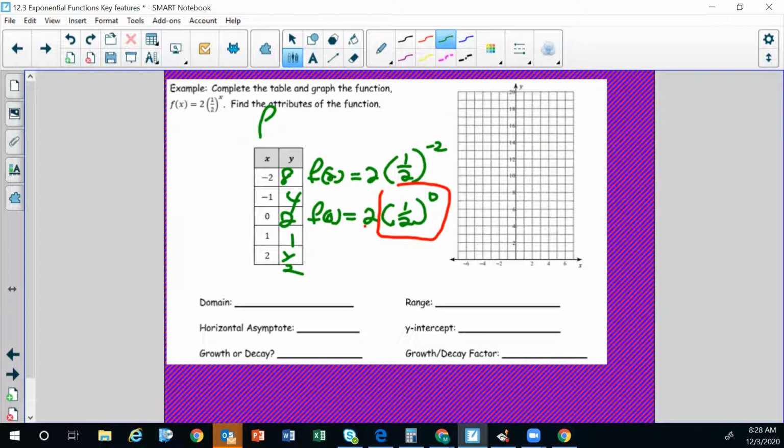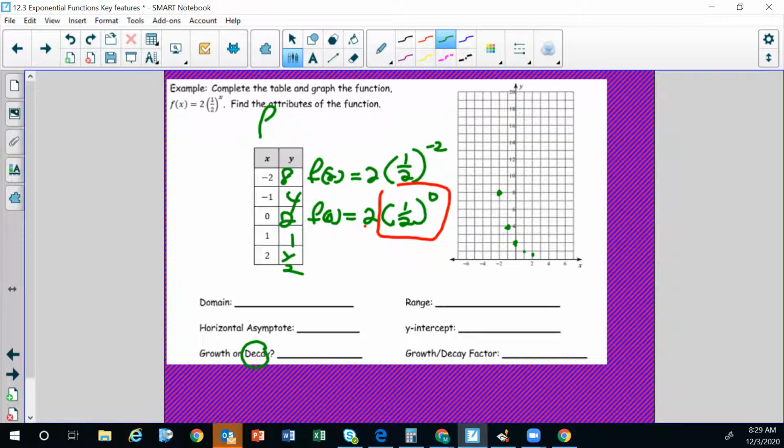Now, if you look at this, my y values are decreasing. See that? 8, 4, 2. So what kind of function do I have? Growth or decay? Decay. So we know right off the bat that this is decay because my y values are decreasing. Now, let's plot this. -2, 8 is going to be right here. -1, 4 is right there. 0, 2 is right there. And 1, 1 is right there. And 2, 1/2 is somewhere in the middle right there. So that's a decay.